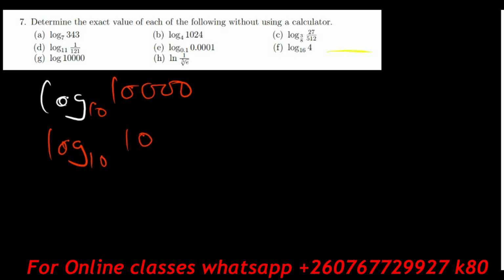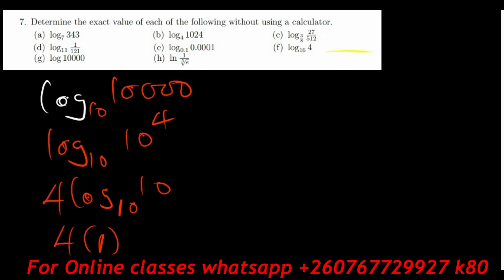10 to the power 3 is going to be 1000. But in that case, it has to be 10 to the power 4, because we have got 4 zeros, 1, 2, 3, 4. So it has to be to the power 4. So it's going to be 4 log 10 of 10. So these will give us 1. So it will be 4 times 1, which is 4. So the answer in that case is going to be 4.